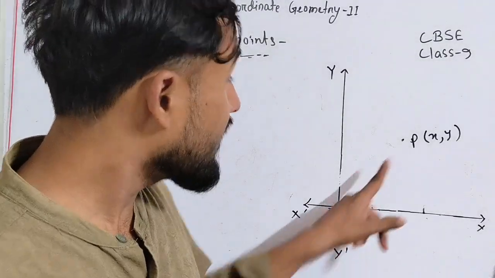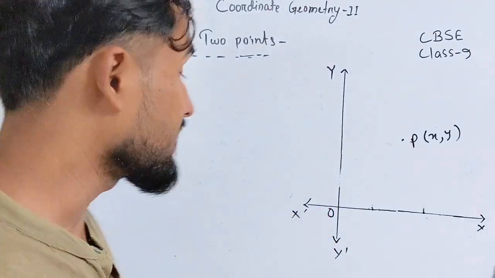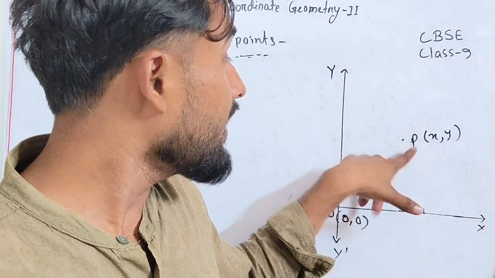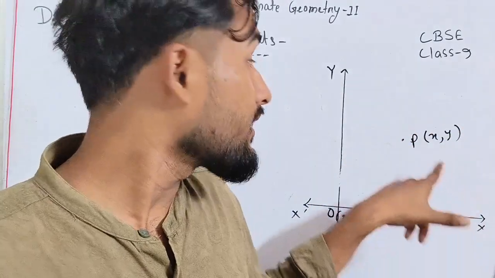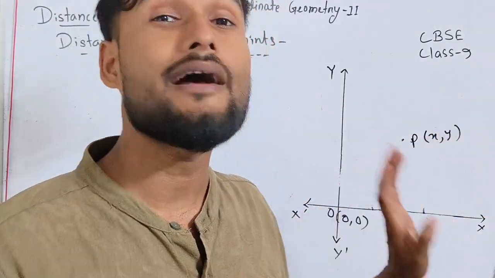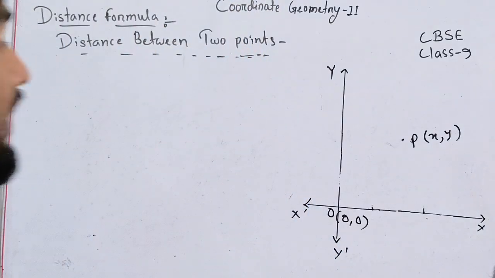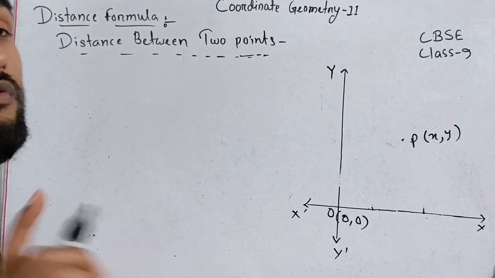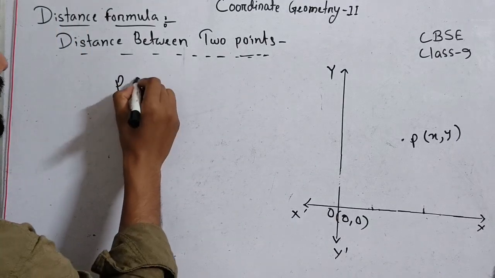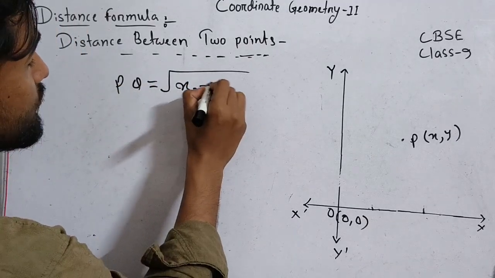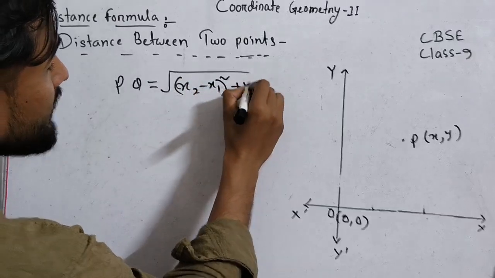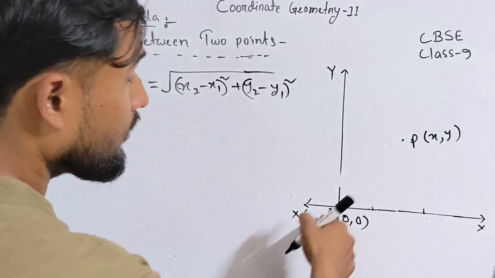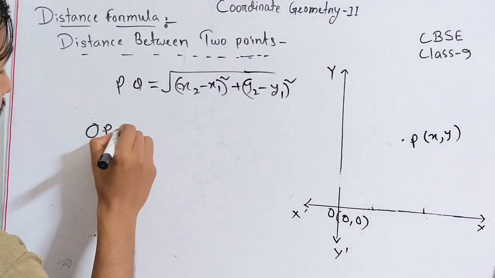We can find the distance of any point from the origin. Like, what is the coordinate of the origin? It is (0, 0). And suppose P is any point, and the coordinate of that point we have taken as (x, y). Okay, let's find out using the distance formula, and the distance formula was PQ equal to root over (x2 minus x1) whole square plus (y2 minus y1) whole square.